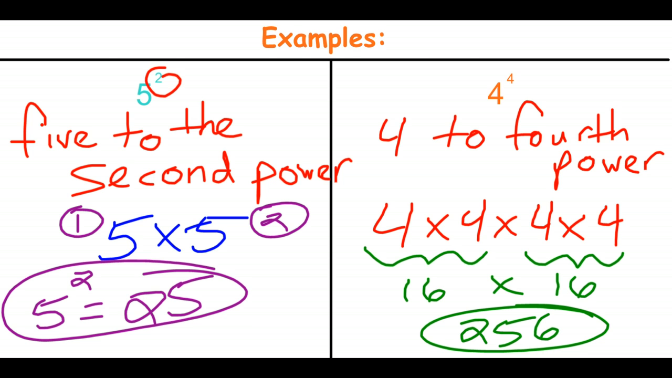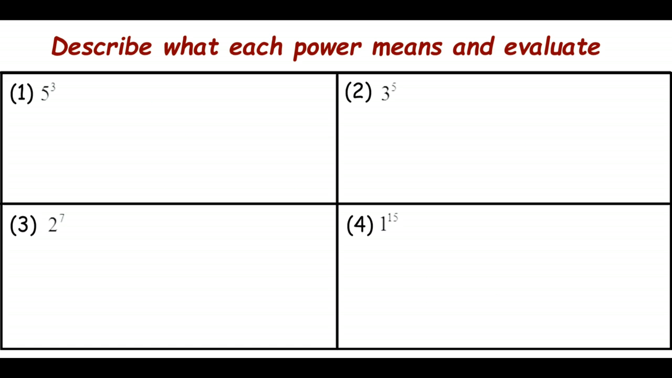So now let's go ahead. I'm going to give you 4 example problems to work on. Number 1, 5 as the base, 3 is the exponent. Number 2, 3 is the base, 5 is the exponent. Number 3, 2 is the base, 7 is the exponent. And number 4, 1 is the base, 15 is the exponent.